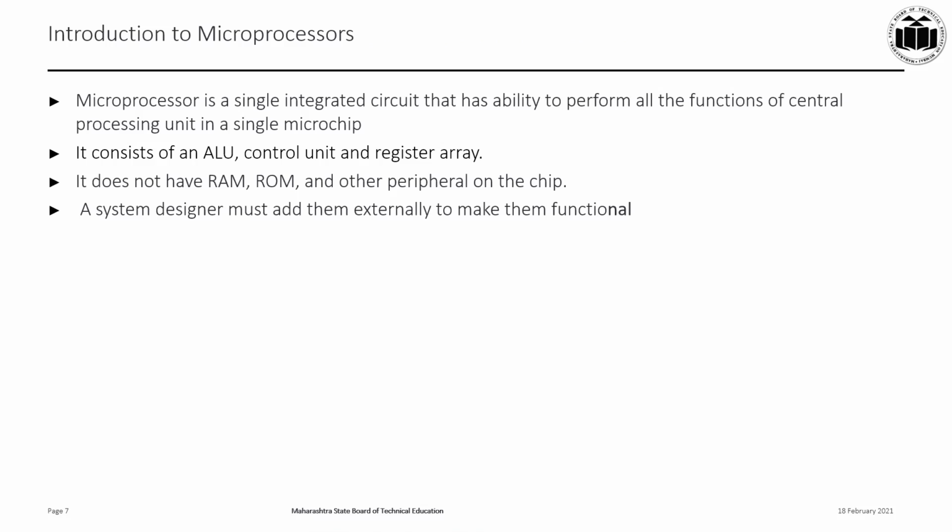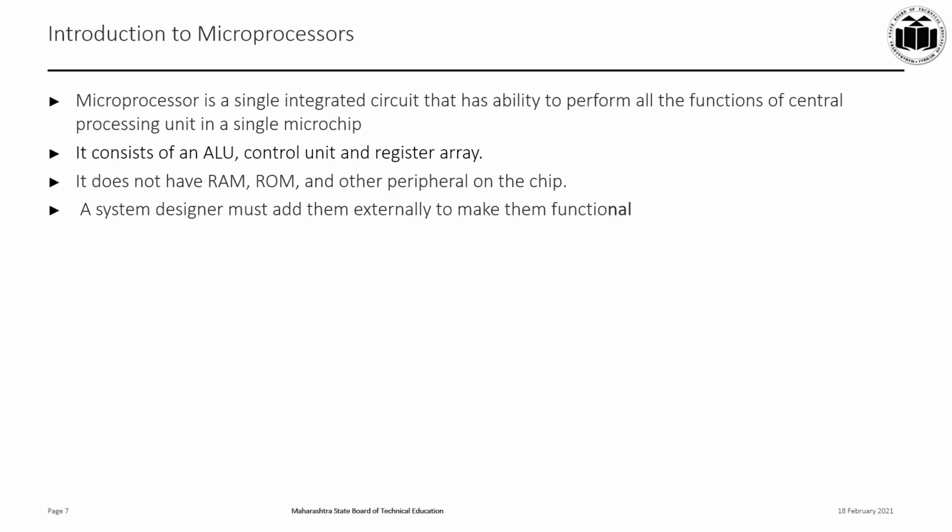Let's first talk about the microprocessors. Microprocessor is a single integrated circuit that has the ability to perform all the functions of a central processing unit in a single microchip. The functional units of a microprocessor are the arithmetic logic unit, the control unit, and the register array. The arithmetic logic unit will perform all the arithmetic and the logical operations. Control unit will provide control signals like read, write the data, enable the memory and so on. Register array will be a set of registers which will store the data and the results after the computation in the arithmetic logic unit.